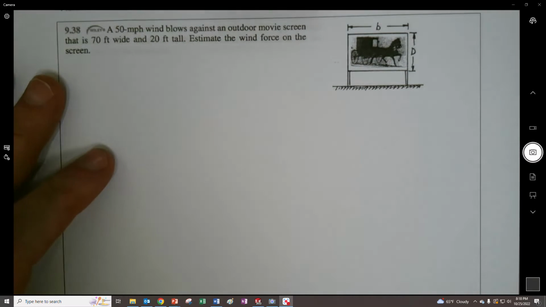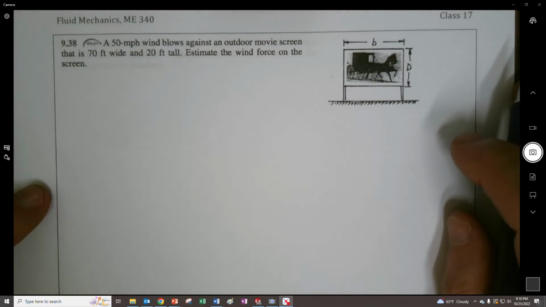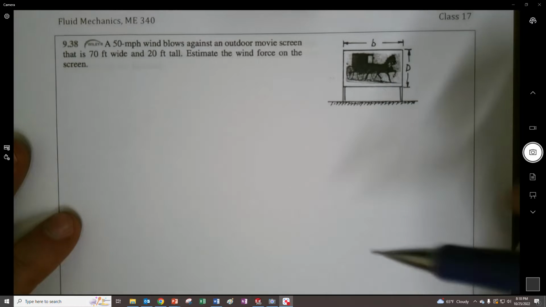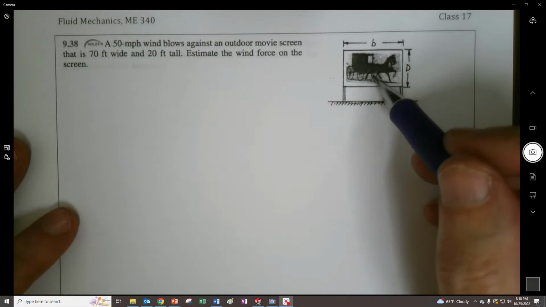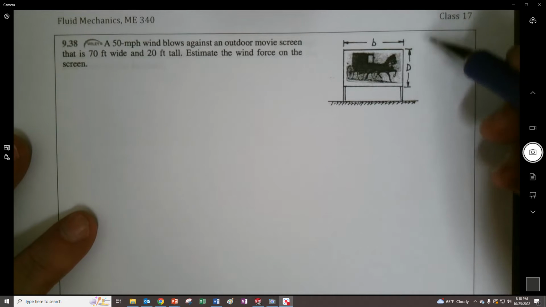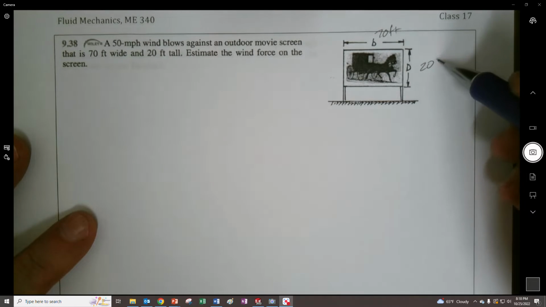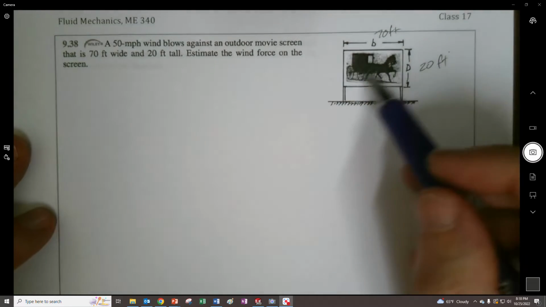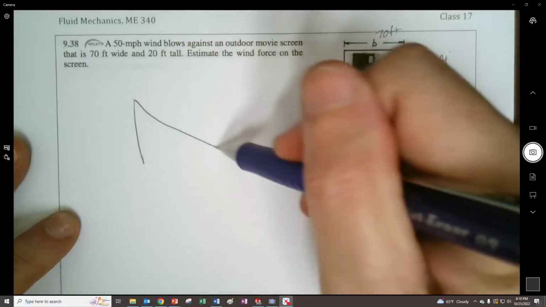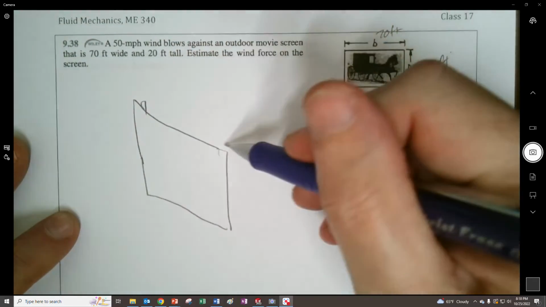Okay, so here we have some examples for class 17, and this is an example out of Munson's book. We have some type of outdoor movie theater with the dimensions of 70 feet by 20 feet, and of course, apparently we're watching this little horse and buggy thing. Just to give you an idea of what we're looking at in 3 dimensions, maybe here.